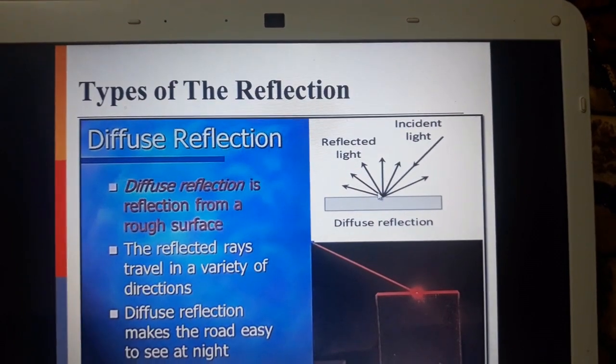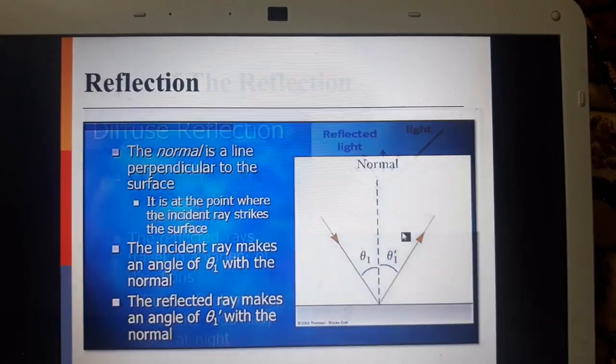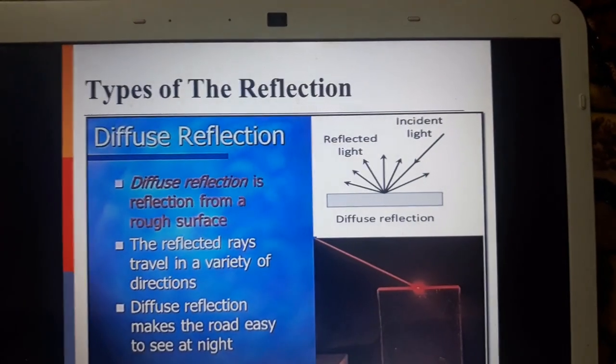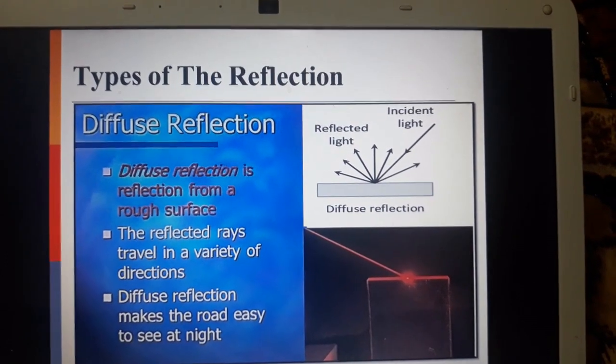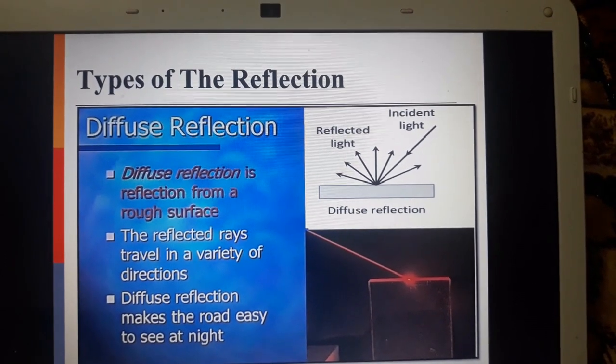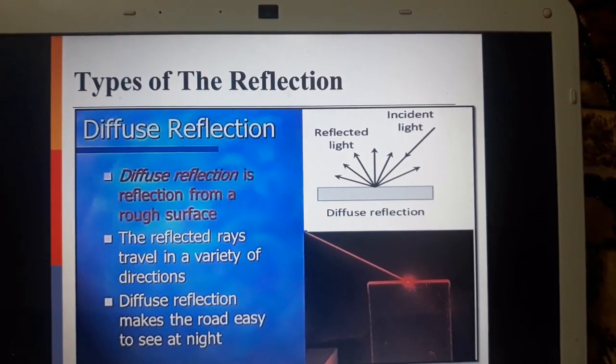Diffuse reflection is used in the lights of a car because it makes the road easy to see at night.